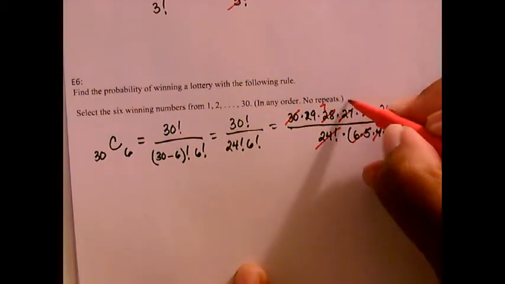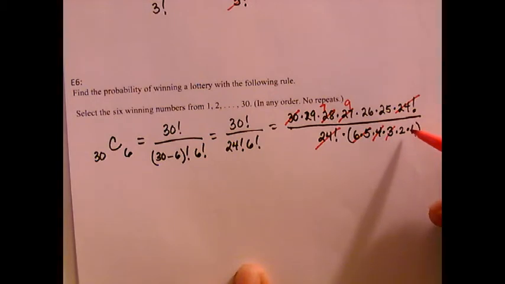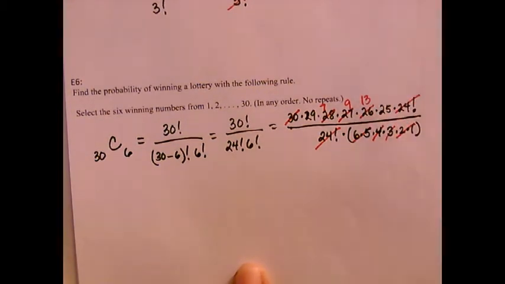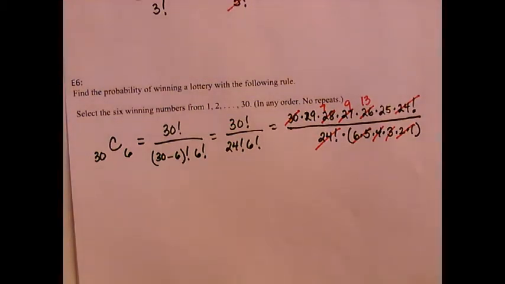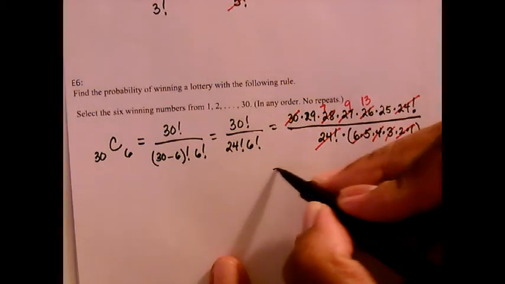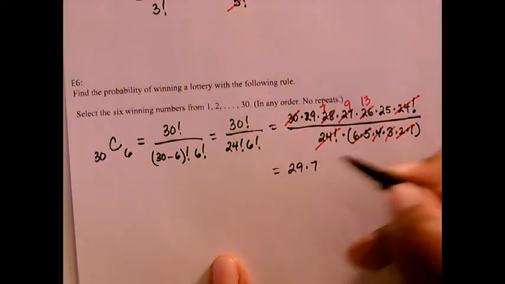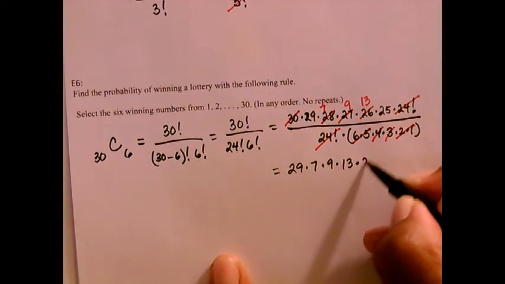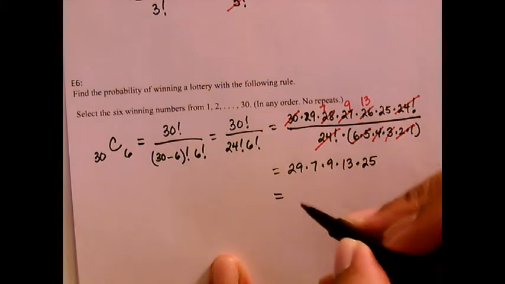Three goes into 27 9 times. And 1 times 2, that's 2. That goes into this 26 13 times. Okay. So in the numerator, I got 29. Now I'll write out what I have. 29 times 7 times 9 times 13 times 25.